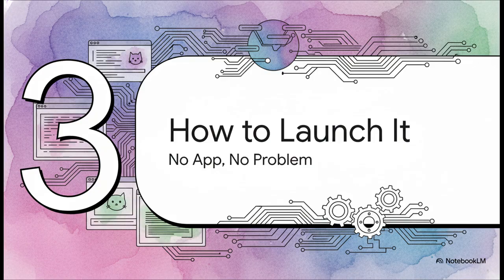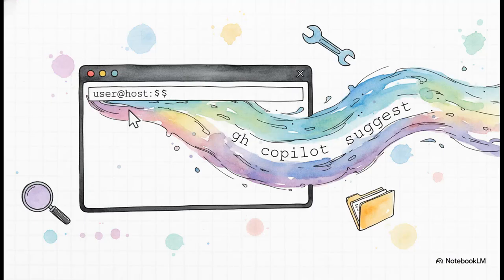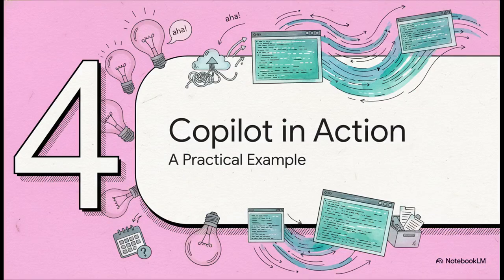So, it's installed. What now? How do you open this thing? Well, here's the cool part. There's nothing to open. It's not some separate application you have to go find and launch. It literally lives right inside your terminal. You just call it using that same gh command. Anytime you need some help, you just type gh copilot suggest and then tell it what you want to do. It's totally seamless.